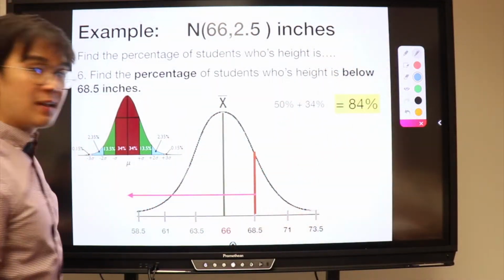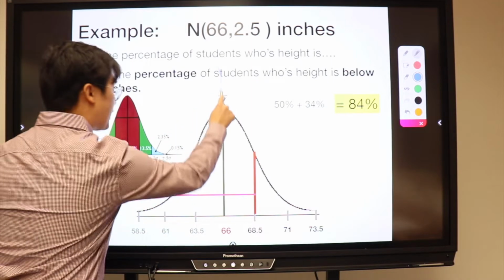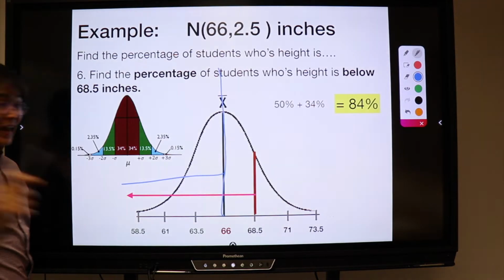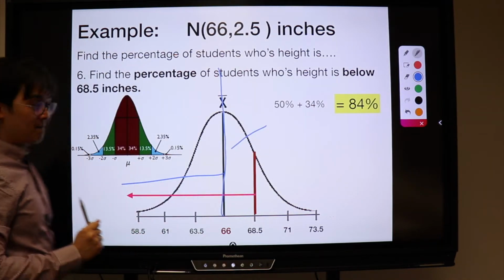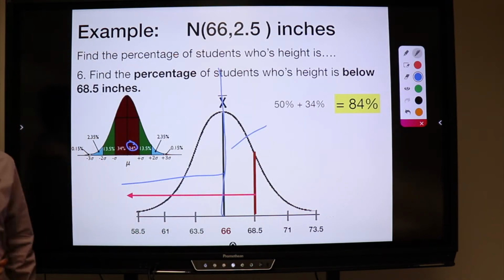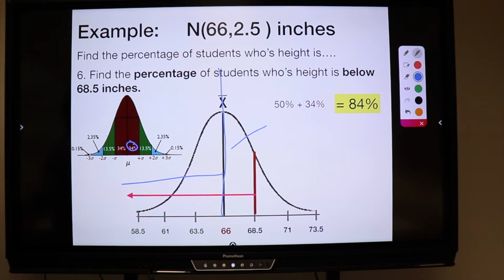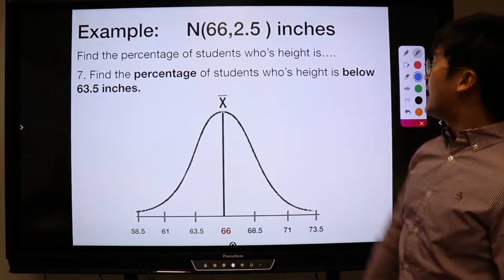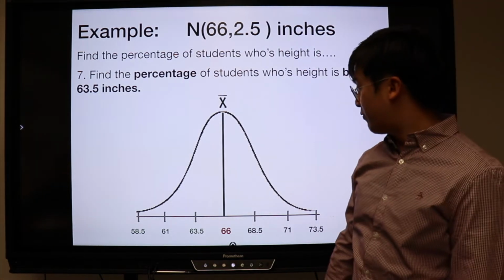How did I get the 50 and the 34? Because I know that this much is what? 50%. And I also know that this much is what? 34. And you add them up. So about 84% of the students in BCC are below 68.5. Let's have another one. What about this one? It's a hard one. Find the percentage of students whose height is below 63.5 inches.